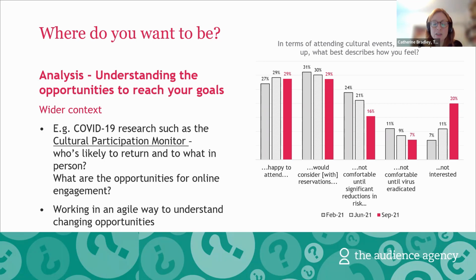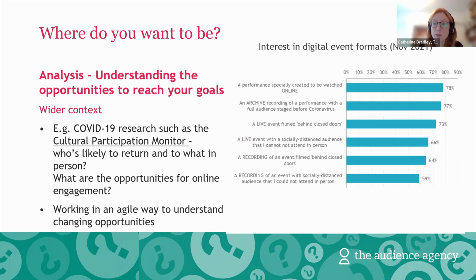The study also covers physical, digital and participatory cultural engagement. This second chart shows, just as an example, levels of interest in digital event formats, and that's from the very recent wave of the survey that we've just completed in November this year. You can find lots more in the Cultural Participation Monitor. There have been 5 waves so far, so lots of data to explore there, and you can find much more via our website. Again, there's a link here on this slide and at the end of the slide deck.